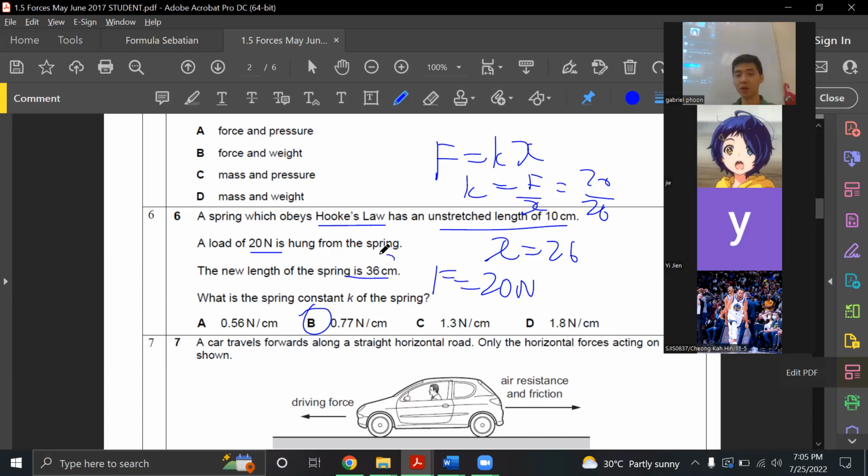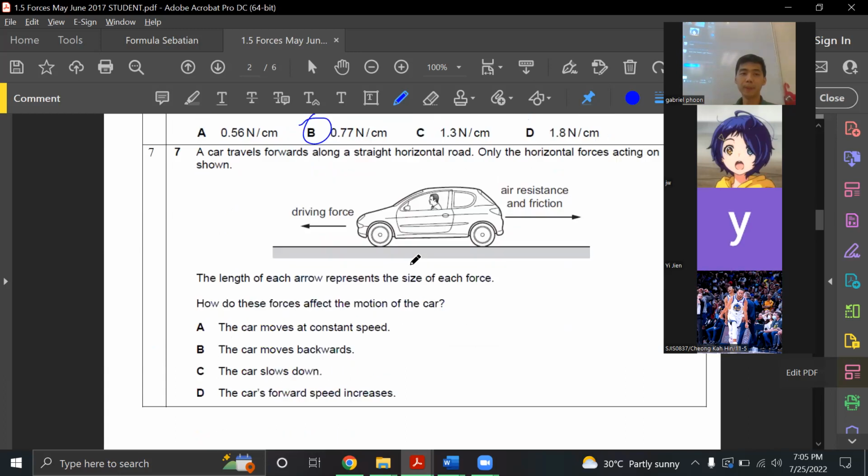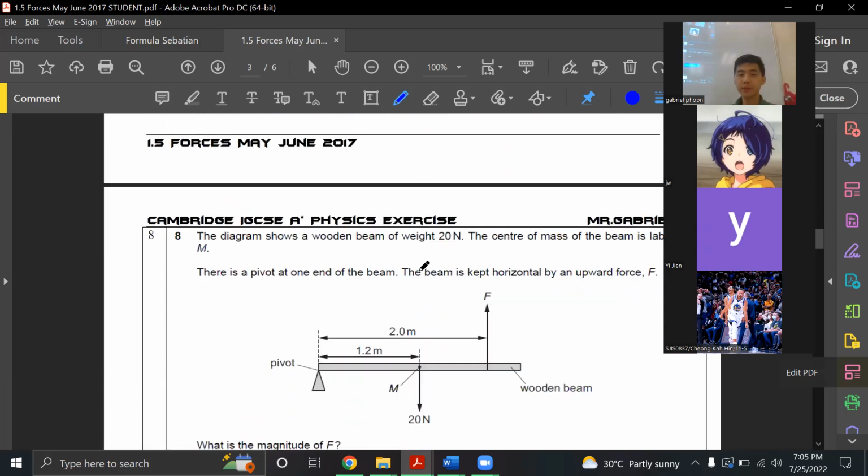Hey, a lot of students always make this mistake also. They see the length and straight away they think it's the extension. Extension is how long it extends due to this new load, guys. All right. Next question.